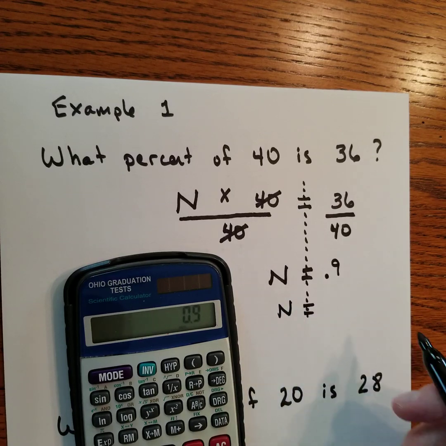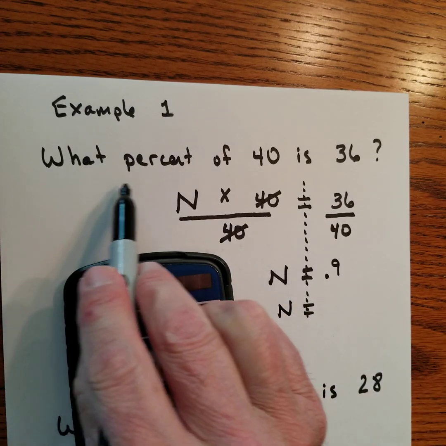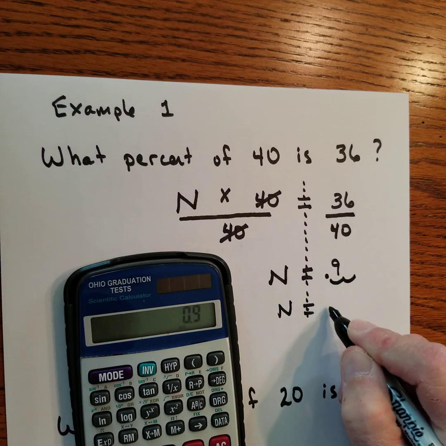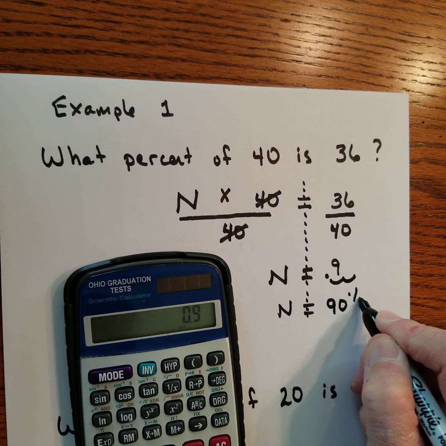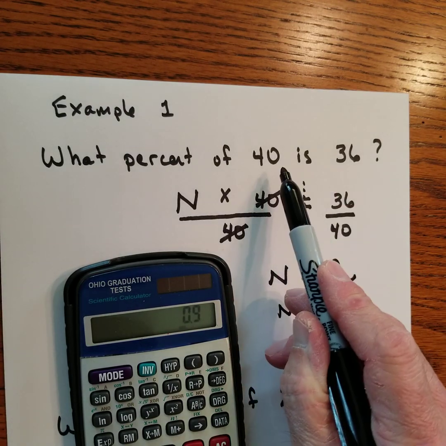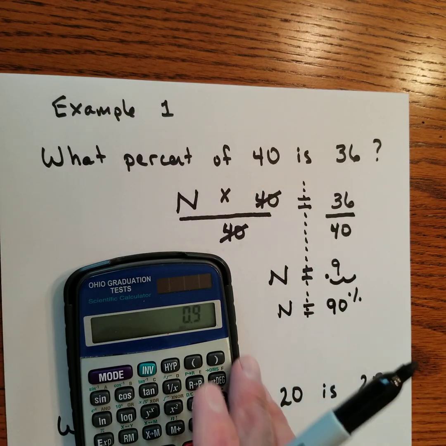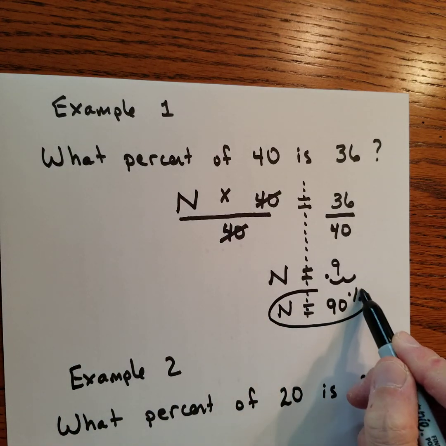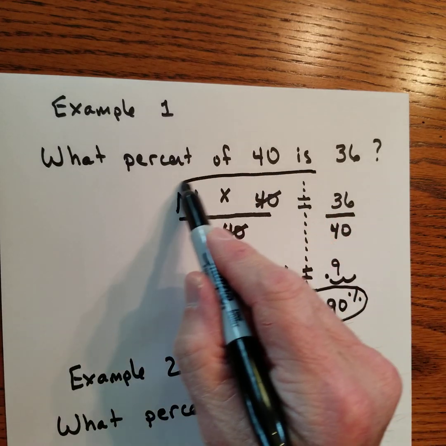For my final answer, then I must change that decimal into a percentage. So we'll move the decimal point 2 spots and call that 90%. If you get 36 correct out of 40, you got a 90%. That's a pretty good grade. There's my final answer. Here's the way you'll show your work.